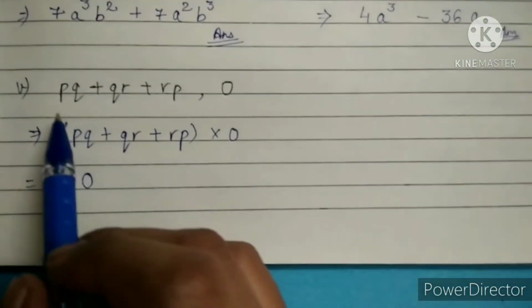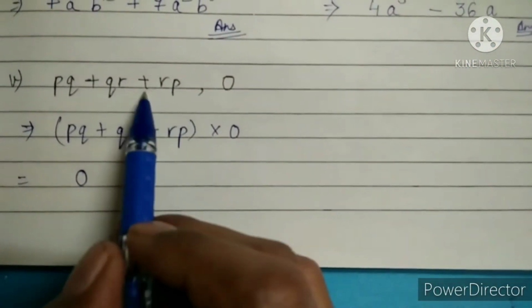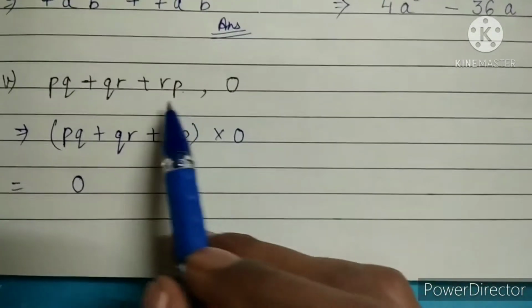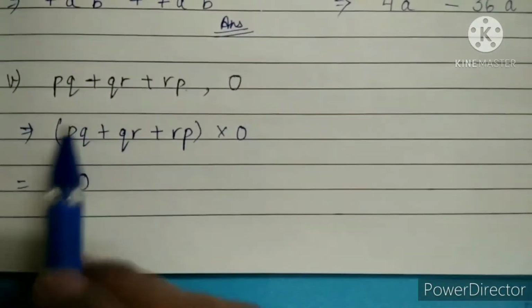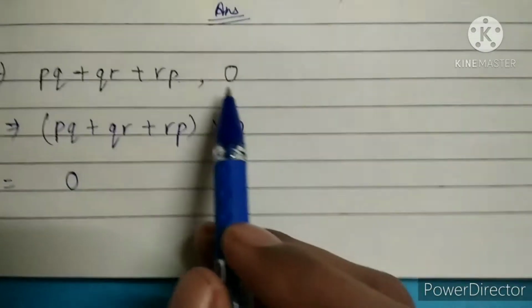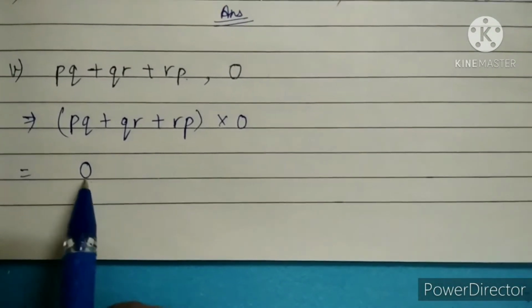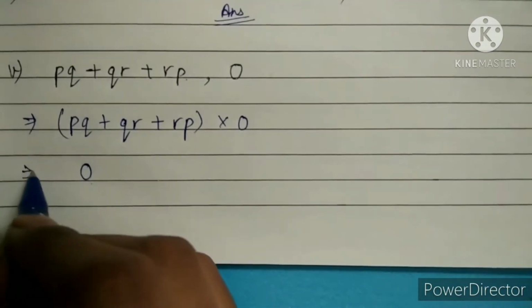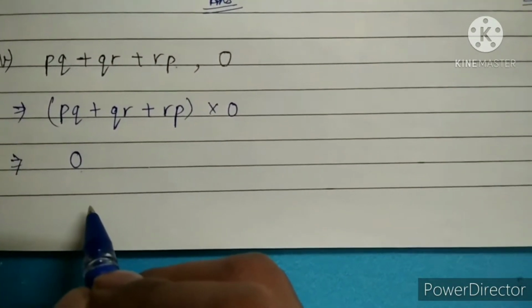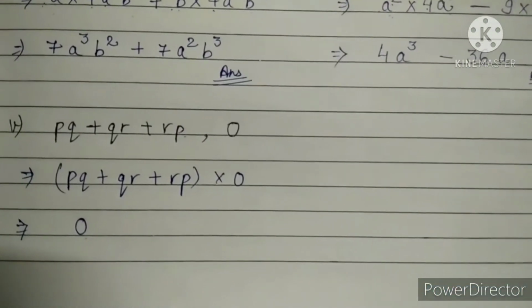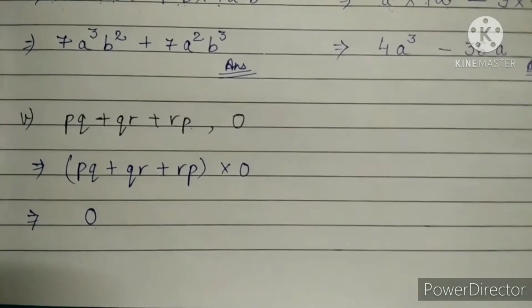Fifth question is pq plus qr plus rp will multiply by 0. So we know anything when we multiply by 0, their answer remains 0. So directly we can solve. We can write here 0. Its answer is 0. Here we completed our question number first. Let's start question number 2.